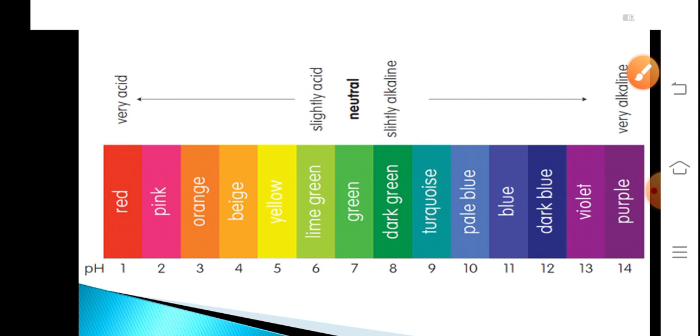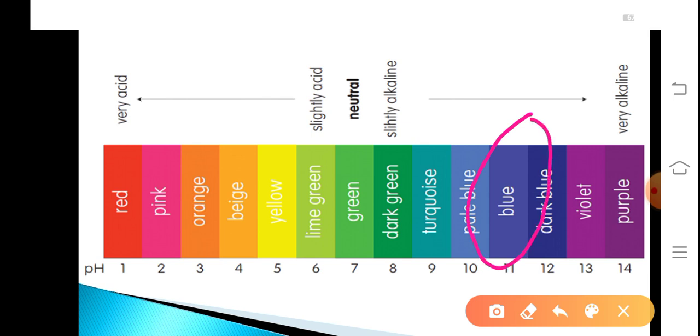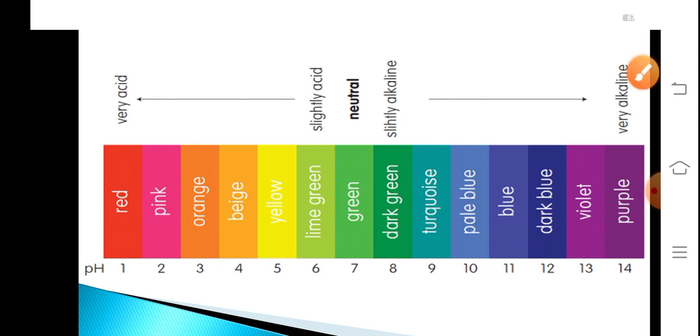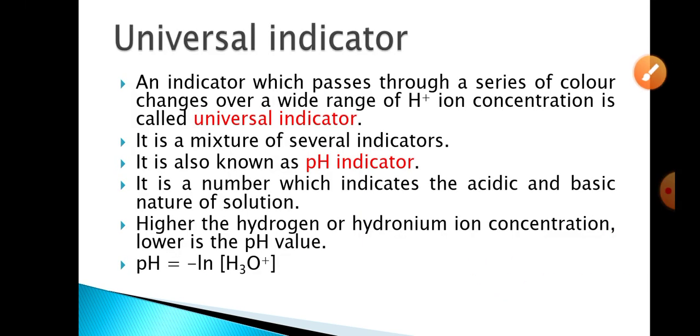Here in this pH indicator chart, we can see varieties of colors. So by observing the color change, we can easily detect the approximate pH of the solution. For example, if we have a solution having a blue color, what does it indicate? It indicates that the solution has a pH of 11. So let us learn more about universal indicator.